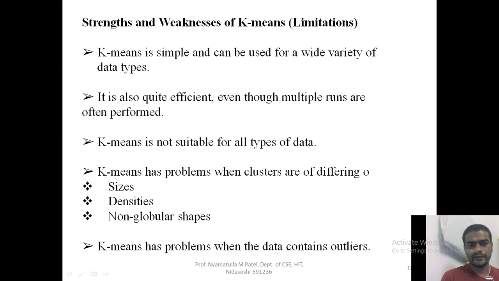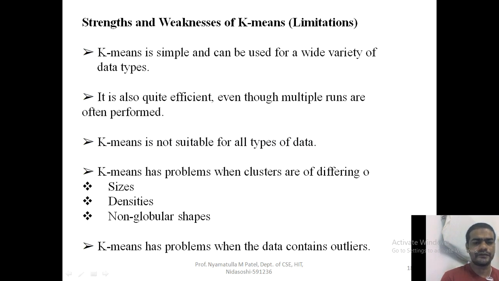Then, k-means is not suitable for all types of data. K-means is suitable for a wide variety of data, but there are some sets of data where we cannot apply the k-means algorithm. Then k-means has problems when clusters are differing. Differing with respect to what? The k-means clustering algorithm is very difficult to apply when the sizes of the clusters are different.